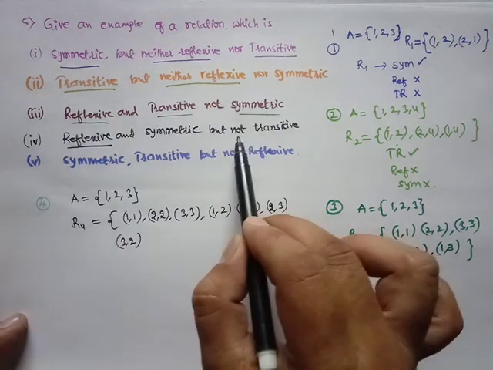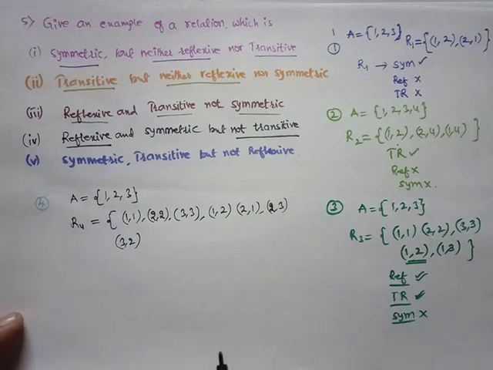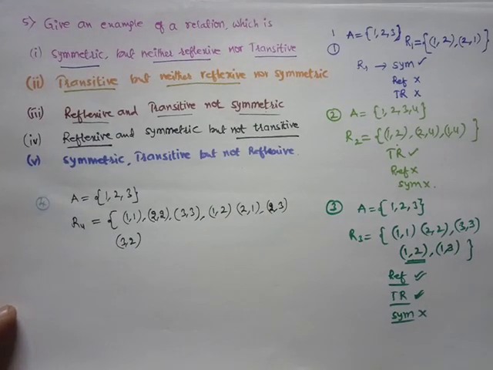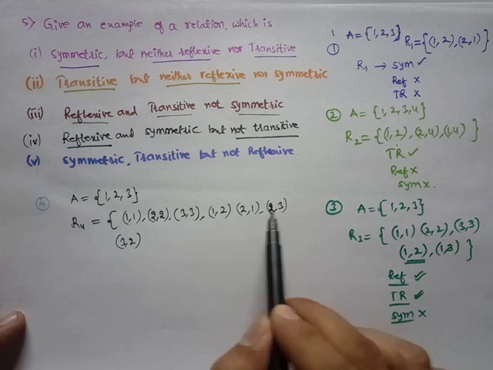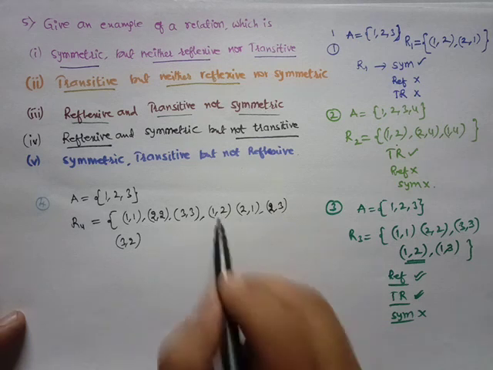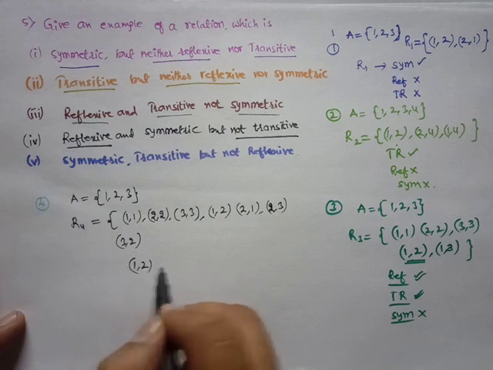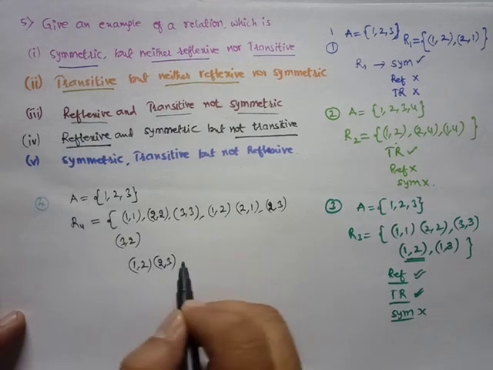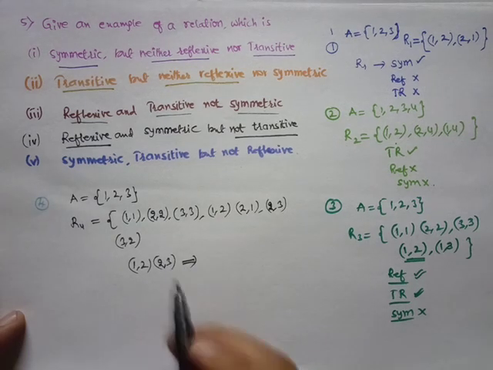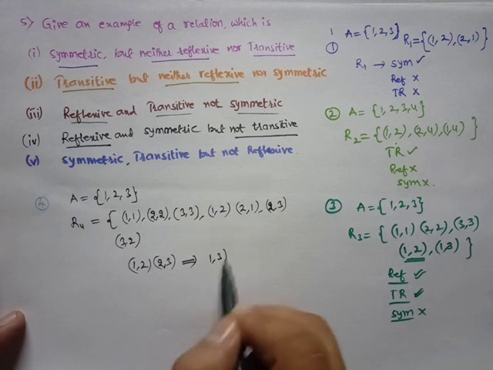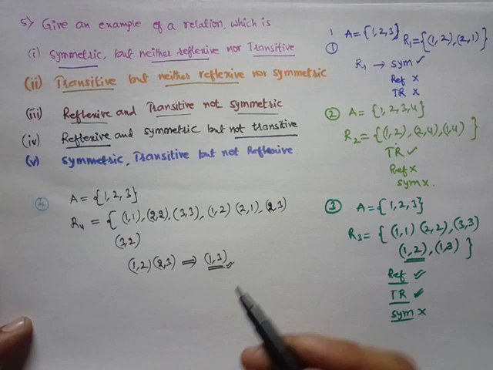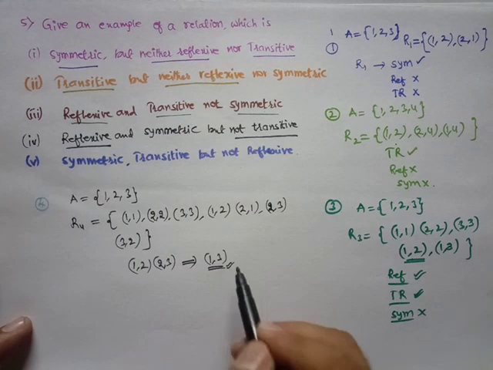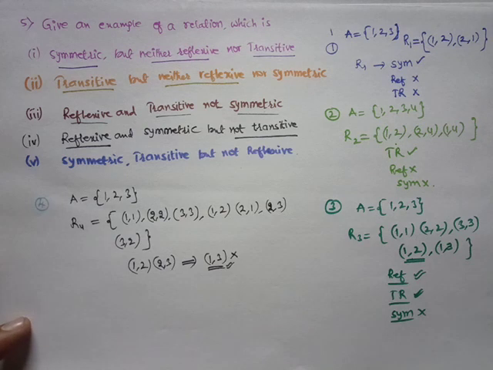Now we require to make it not transitive, whether that particular condition is getting satisfied or not. (1,2), (2,3) both are present. Then (1,3), if it is there, then you can make it a transitive case. So I'm not including that particular (1,3), don't include this (1,3).